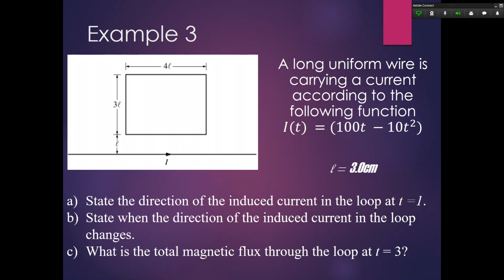And L is actually given to us there. So big L, the length of this thing here, is 3 centimeters multiplied by 4. So this big L, I can write as 0.12 meters. And this L here is 0.03 meters.